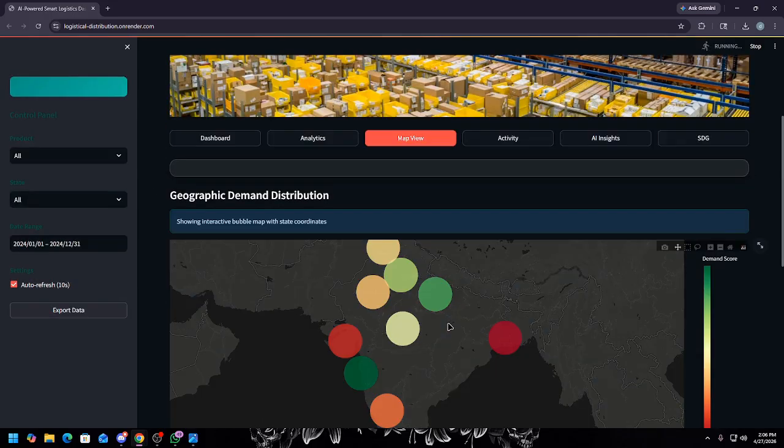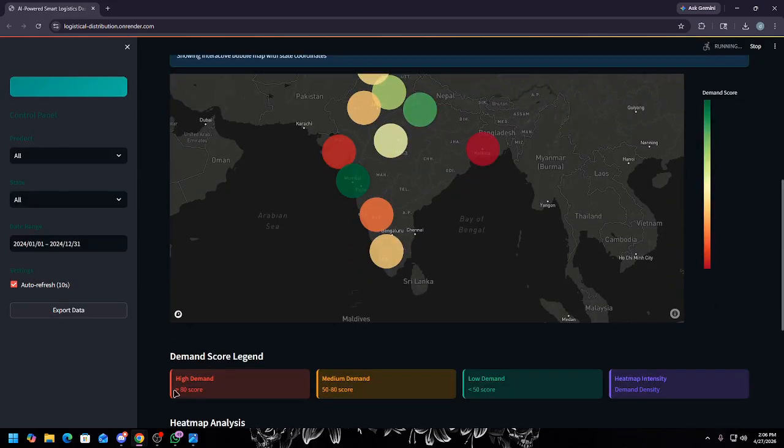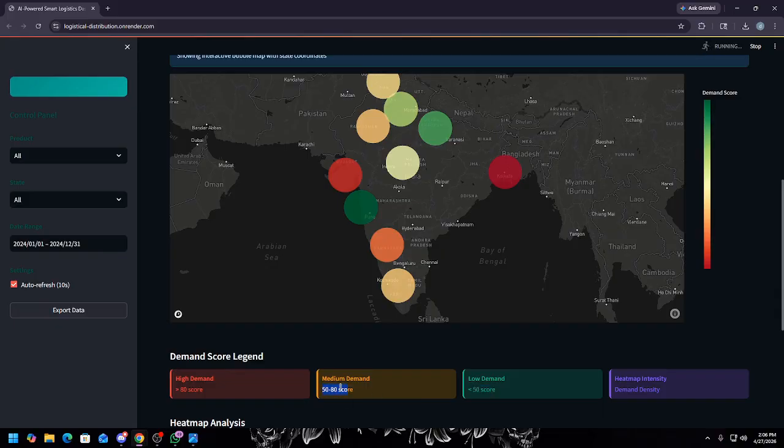This is a visual view which helps you in better navigation. Now you can see our demand score, and we have created a specific algorithm which will see which is in demand and which is not. If it's less than 50, it is low demand. If it's in the 50 to 80 range, it is in a somewhat demand area. And if it's red, it is in the most demand and more stock is required to resupply. So this is how we have formed it.